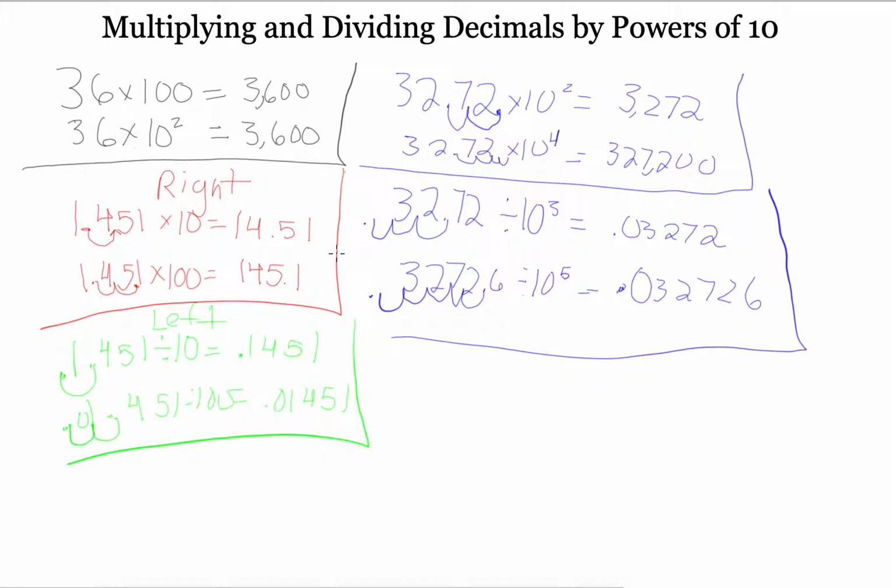So remember, when you're multiplying by powers of 10, all you have to do is move your decimal point to the right, however many 10s you have. And if you're dividing by a power of 10, you just have to move your decimal point left, however many powers of 10 you have.